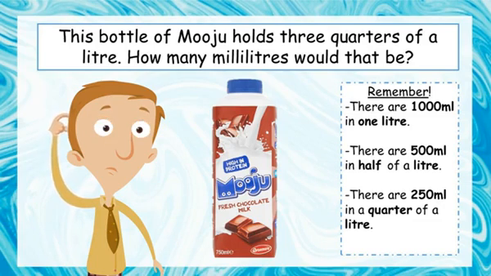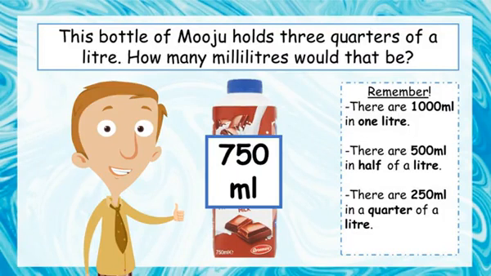Well, 3/4 of a litre is 750 millilitres. Did you get that? If you did, good job, well done. If you didn't, try to learn those little conversion facts off by heart. They'll help you a lot as we go forward.